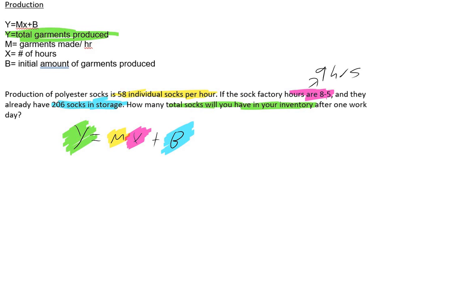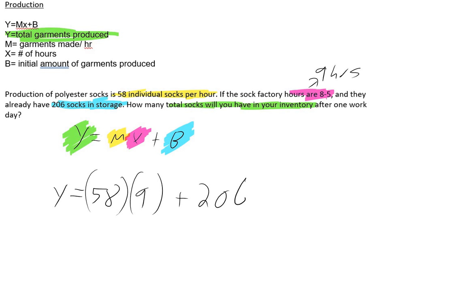All right, so go ahead and pause the video again if you feel stuck or if you have any questions, and take time also to rewrite this equation with the values properly in place. So y we're still solving for, right? M turns out to be 58, right? X is going to be 9, and B is going to be 206.